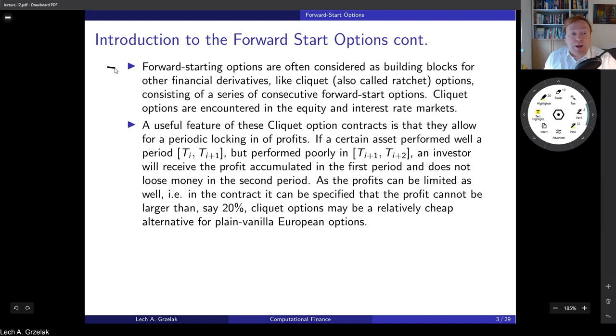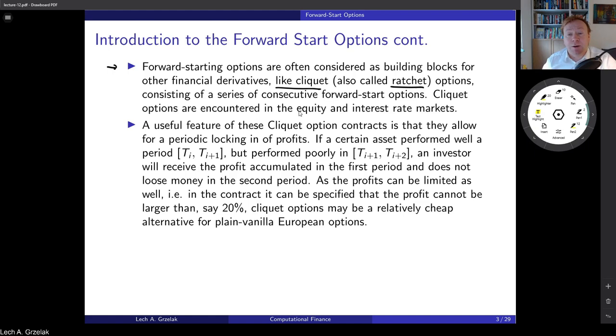Another element: we have exotic derivatives in the market. We also have European type options, and forward start options are often considered to be building blocks for other derivatives. Imagine options like cliquets, or so-called ratchet options, which can be constructed out of forward start options. Imagine a scenario where you, as an investor, have a contract for, let's say, 20 years, and you don't want to bet on whether your stock at the end will be bigger or smaller than the set strike. You would like to lock in your profits.